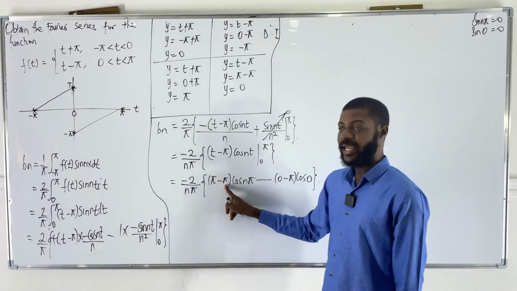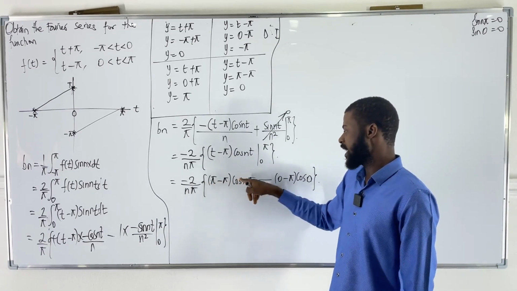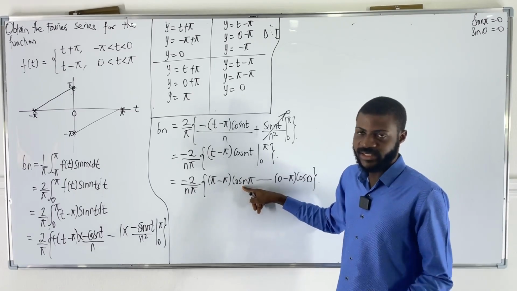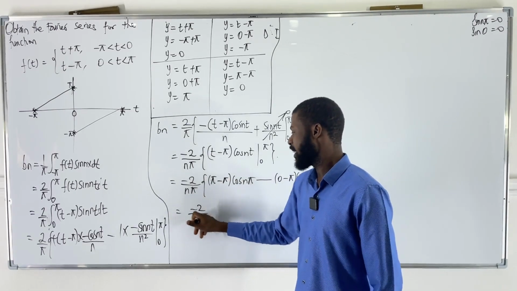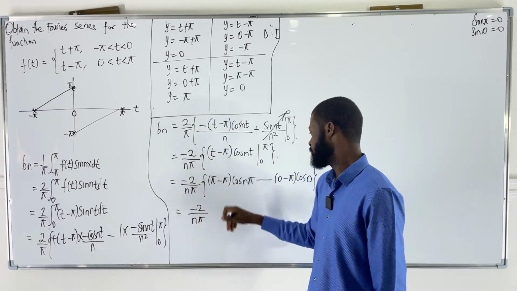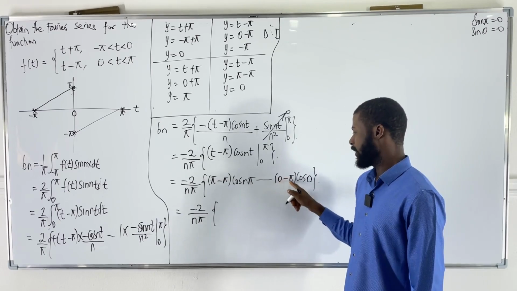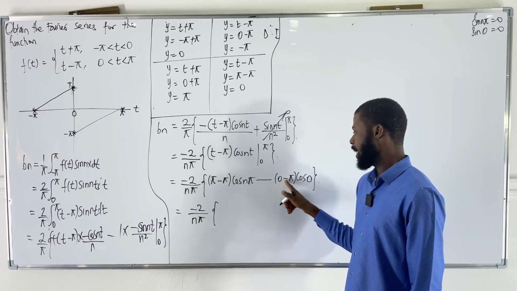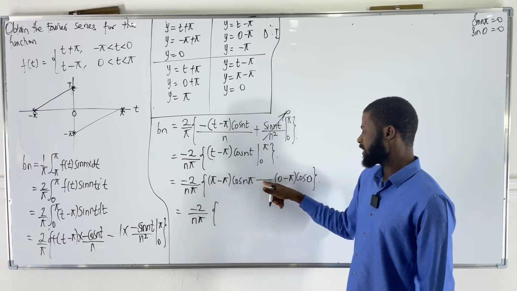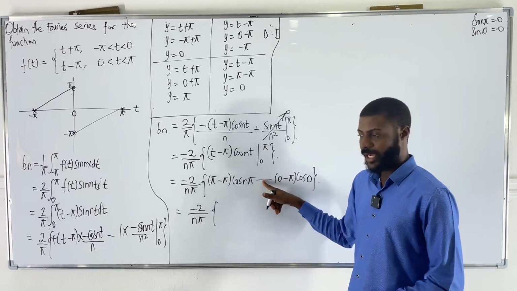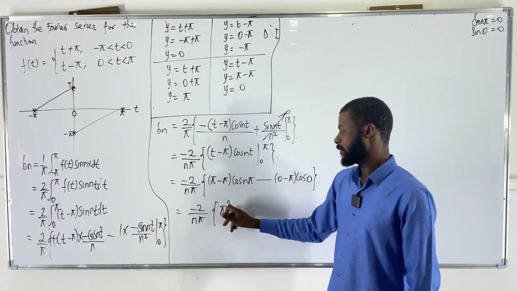Now, pi minus pi is 0. 0 times cos nt is still 0. So everything here will just be 0. So we have minus 2 over n pi. Everything here will just be 0. And then minus 0 minus pi is what? 0 minus pi is minus pi. So minus pi times this minus will give us plus pi. Plus pi times cos 0 is just pi.